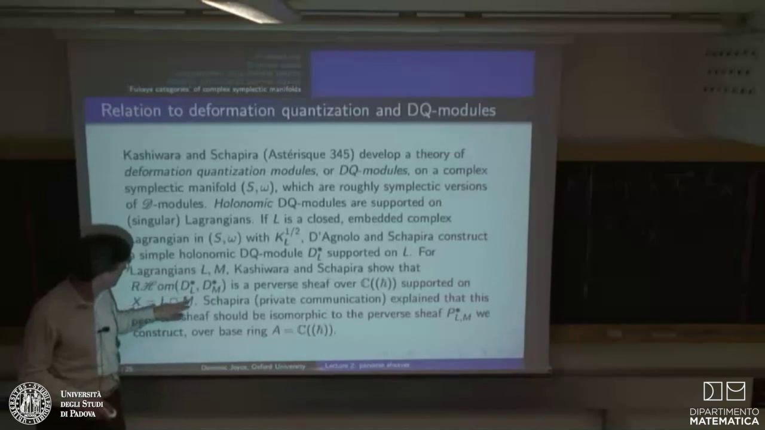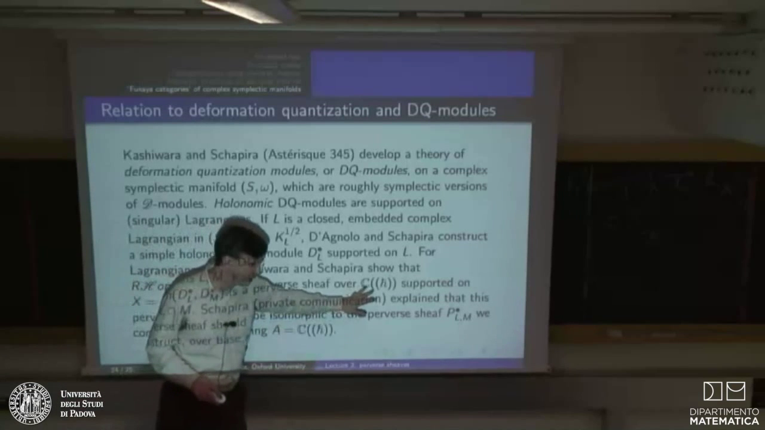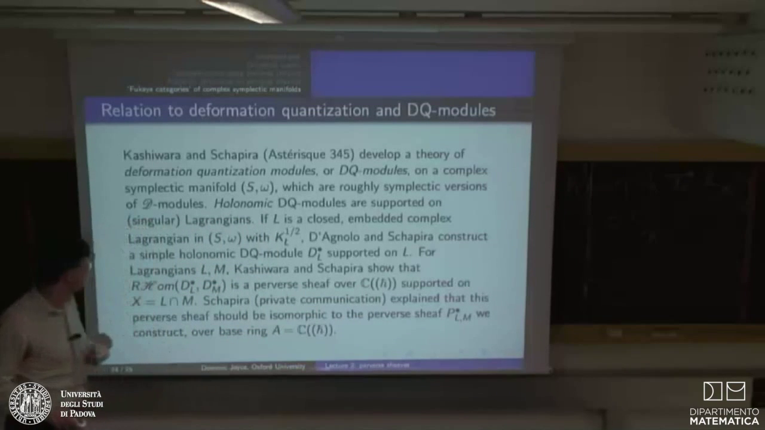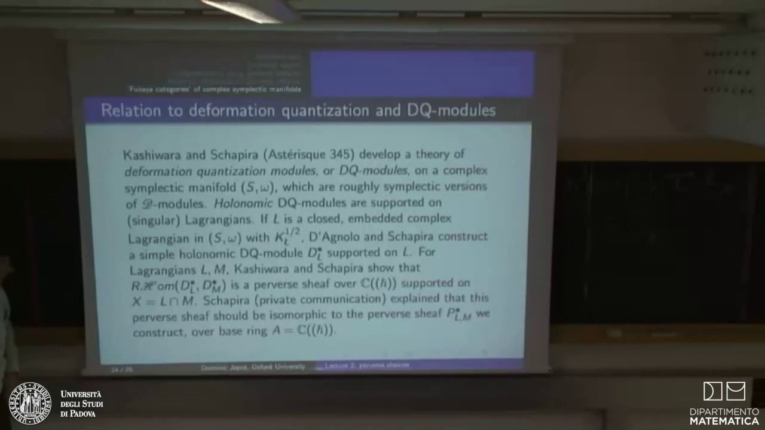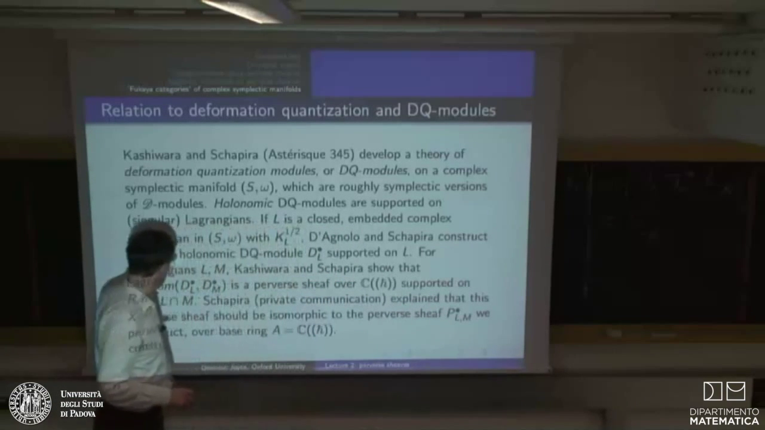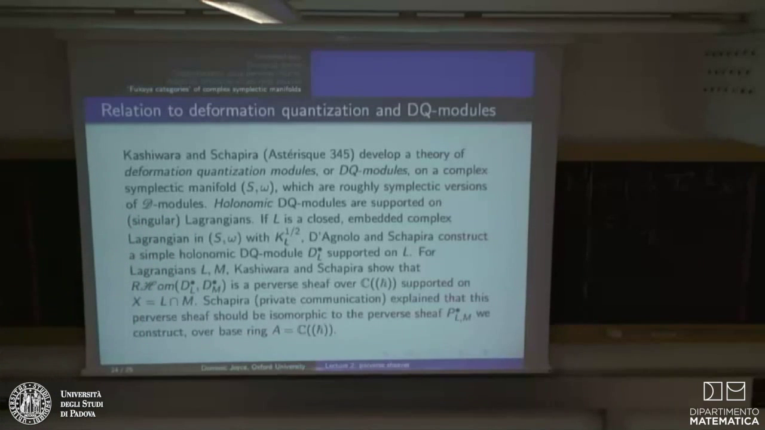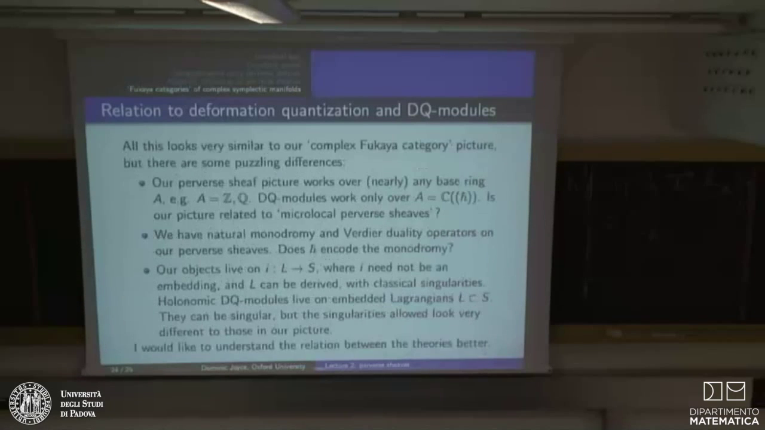Now, for Lagrangians L and M, I believe also that Kashiwara and Schapira show that the internal HOM between D_L and D_M is a perverse sheaf over the field C((h)), which is supported on the Lagrangian intersection. Pierre Schapira also explained to me that this perverse sheaf ought to be isomorphic to our perverse sheaf, provided we choose the base ring A to be C((h)). Okay, so this is looking a lot like the project I've just explained to you.